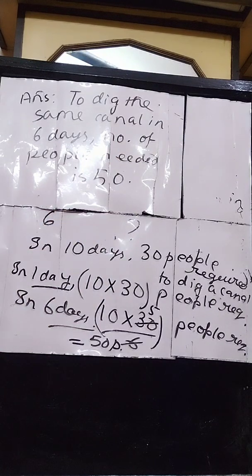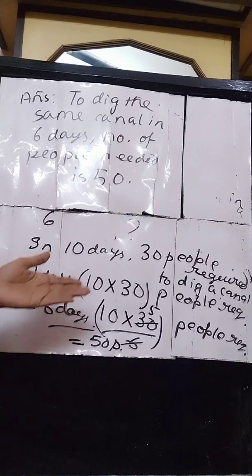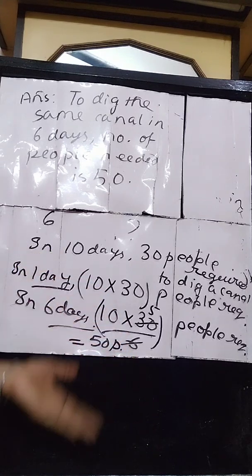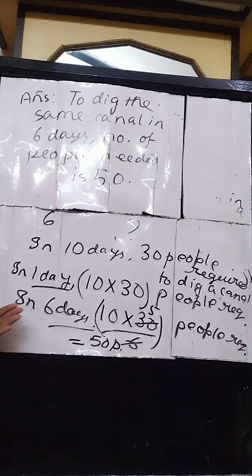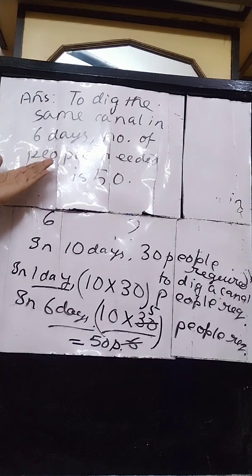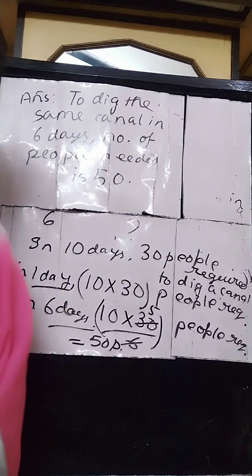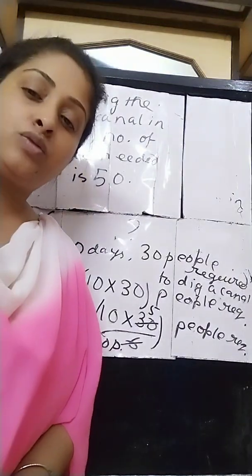So the sum which I have shown has two parts. First we have found out the number of days required by 30 people. The answer was coming 10, and then in 10 days, if it is 30 people who is completing the canal, then you have to find out in 6 days how many people required. So first we have found out the number of days, and then we have found out the number of people required to complete the same canal in 6 days. So in 6 days, in this way we have found out 50 people are required to dig the same canal. So in this way we will do the sum.